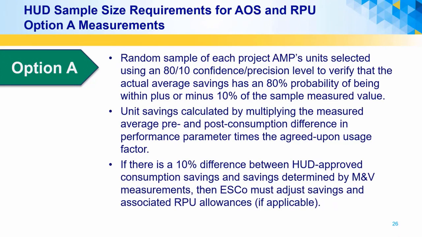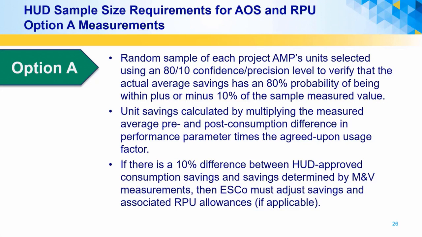To implement option A, HUD has sample size requirements for how many pieces of equipment must be measured. These requirements are based on a random sample of equipment units using a statistically valid formula for the confidence and precision of the savings point estimate. The value of the estimated savings point is not the actual average value, but is reasonably close. HUD defines reasonably close as an 80% probability that the actual average savings value is within plus or minus 10% of the savings point estimate.